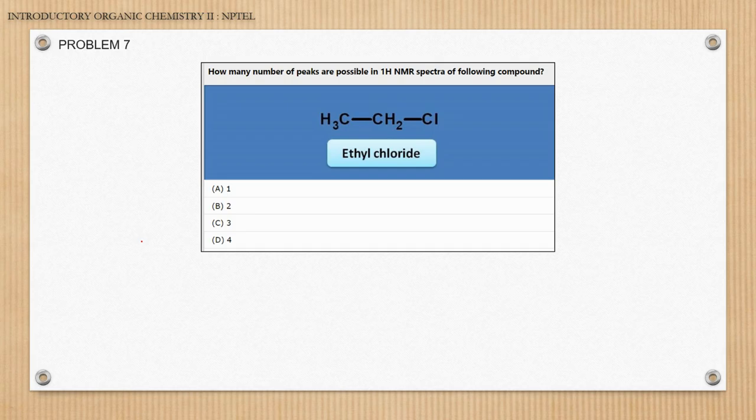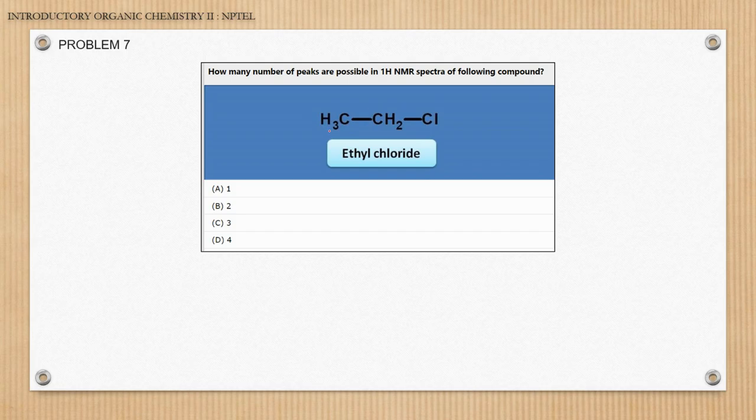In problem number 7, they are asking again an NMR question. Guys, please just let me read out the question and then you will answer it. I know you people are smart enough, but still, I have to do this. The question is: how many peaks are possible in the 1H-NMR spectrum of the following compound? So this compound is ethyl chloride.